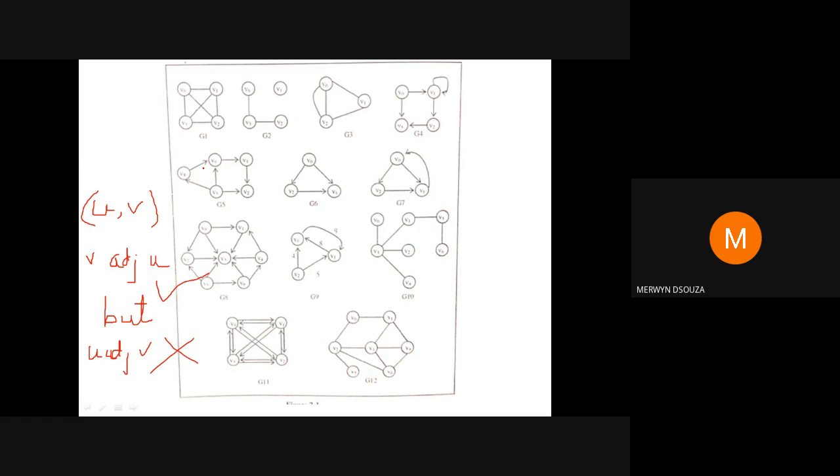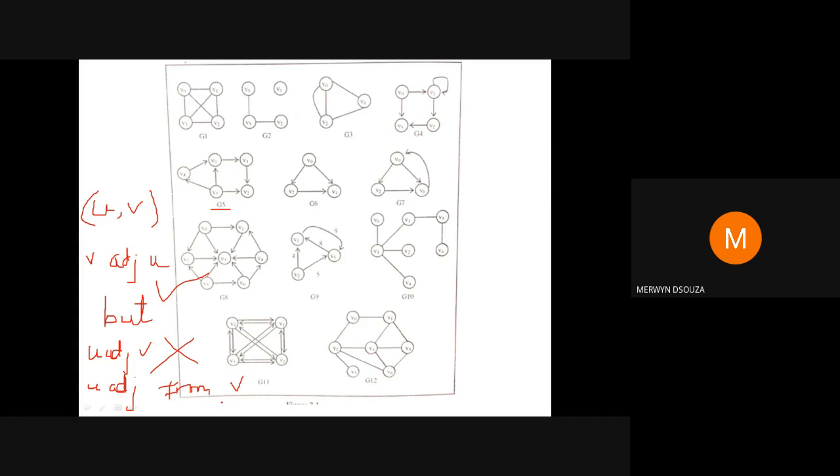So here you can see, if you look at this graph G5, when you read it, it's actually a little bit confusing. So I'll just repeat this again, so just understand. When I say v is adjacent to u, but u is not adjacent to v, we will say that u is adjacent from v.